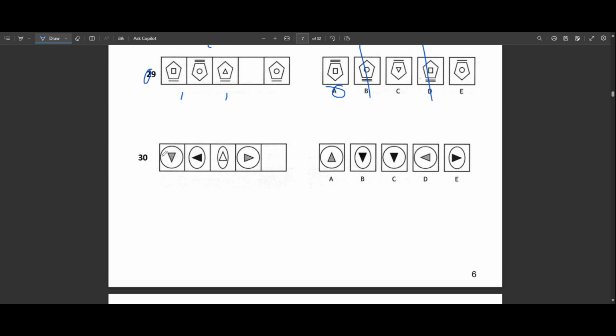Question 30. Triangle pointing down, then it's rotating up, right, and then it should be pointing down, okay? Now it goes grey, dark grey, white, grey, dark grey, white. Also the oval is getting smaller. Circle, then thinner circle, and then oval. Should be circle, and then it should be thinner circle, option B.